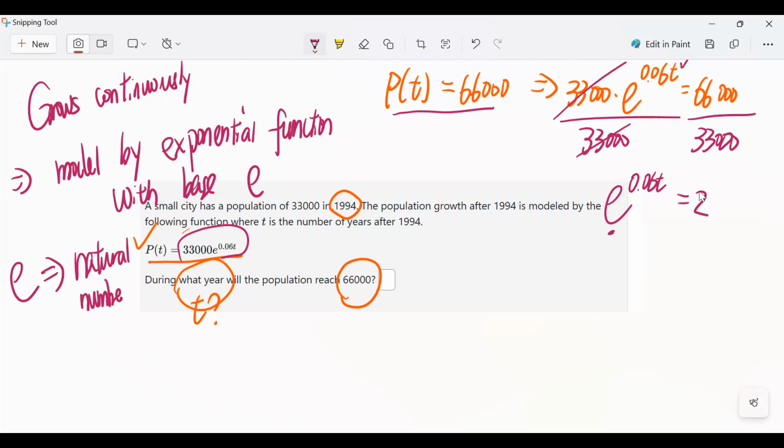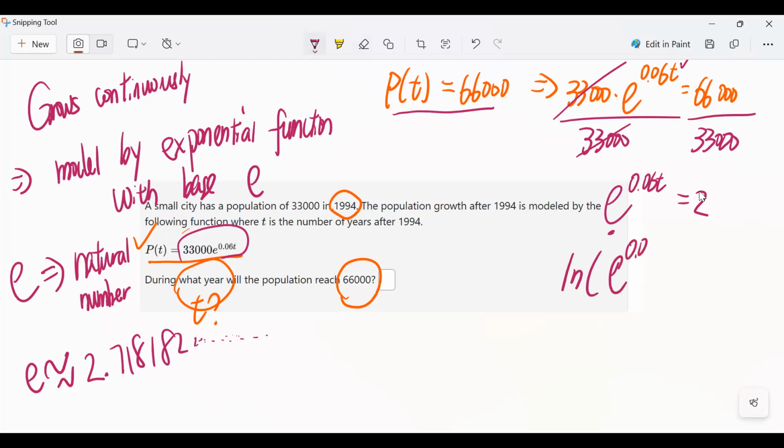And this natural number is like pi, so it's approximately equal to 2.718 and keeps going infinitely, just like pi, which has infinitely many decimal places. And right here, going back to our problem, this is just some background knowledge you can have. Going back here, taking the ln of both sides of the equation, e to the 0.06t, and ln of 2.